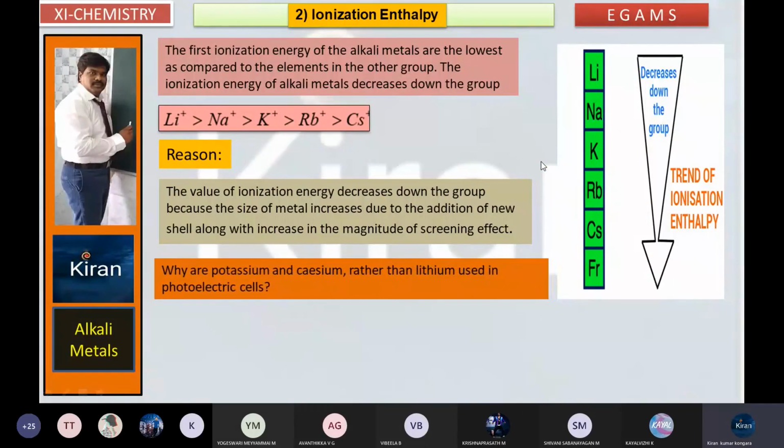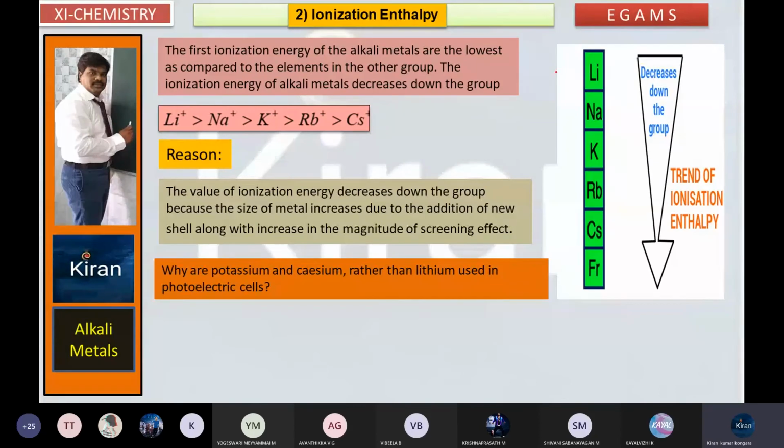Why are potassium and cesium rather than lithium used in photoelectric cells? See here students, here you want to learn one important question, that is, why are potassium and cesium used rather than lithium in photoelectric cells? What is the difference between lithium and cesium? Can anyone explain this?